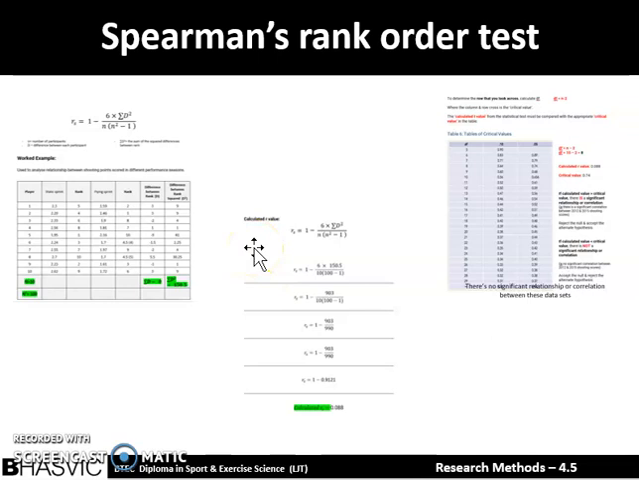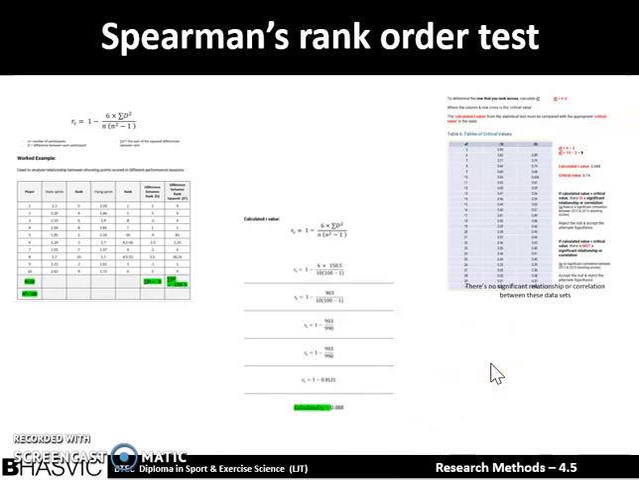So once this has all been calculated, I have my result in here, and I have to do 1 take away this answer. So my calculated R value is 0.088.